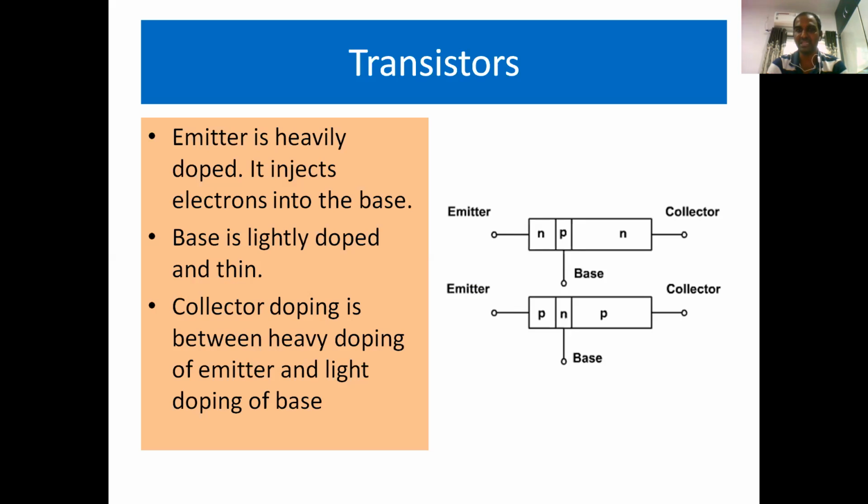The middle region is the base region, which is very thin and lightly doped. The main function of the base is to transfer the charge carriers from emitter to the collector. That means charge carriers are transferred to the collector via the base region. The right hand side portion, which is large in area, is known as the collector, which is moderately doped. That means the doping level is in between the heavy doping of the emitter and the light doping of the base region. The main function of the collector is to collect the charge carriers from the emitter region via the base.